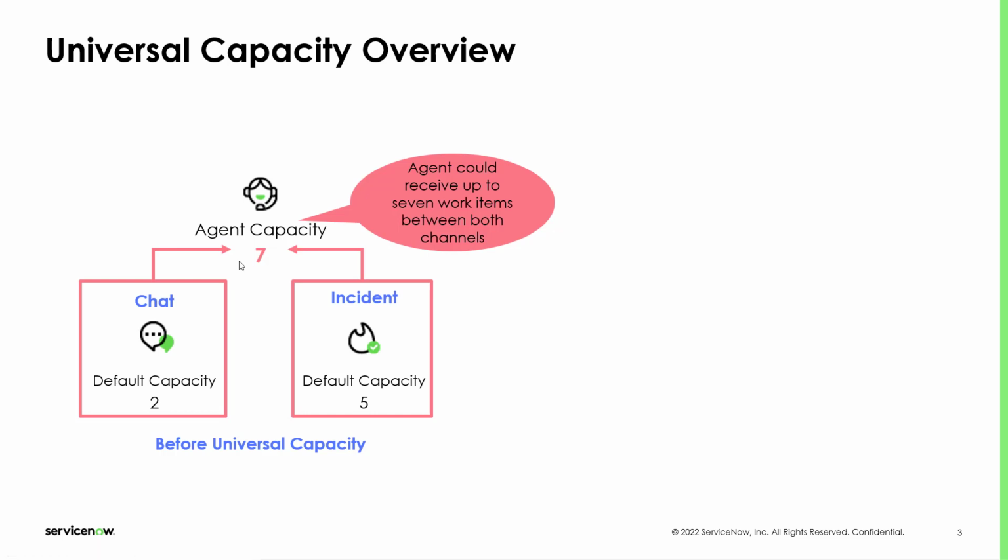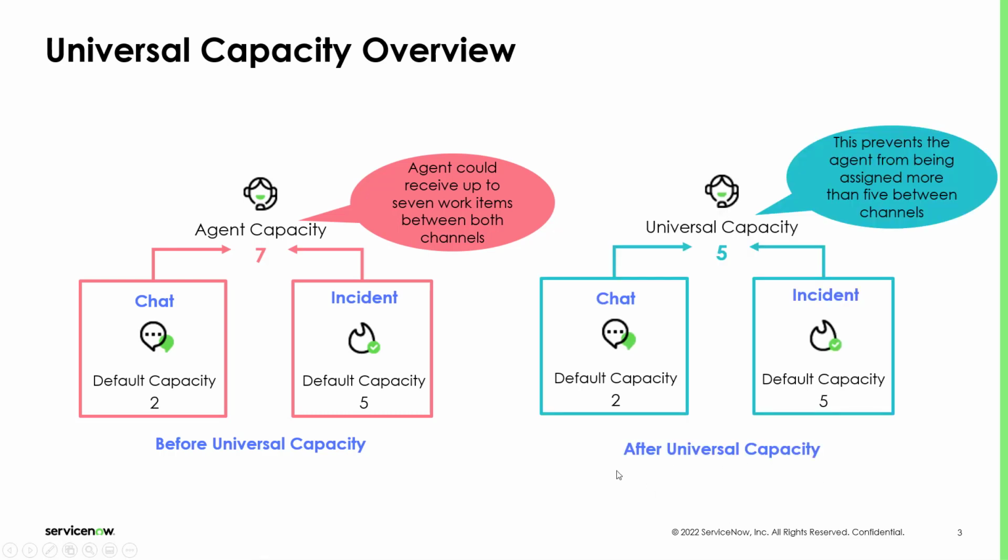This can be overwhelming when agents are handling multiple work items like this. So with universal capacity, we introduced a setting that you can set per agent to set a total that both channels will not go above. In this case, the agent is set to 5. So that's the total amount of work items this agent can receive. So let's talk about how this is configured in the next demo.